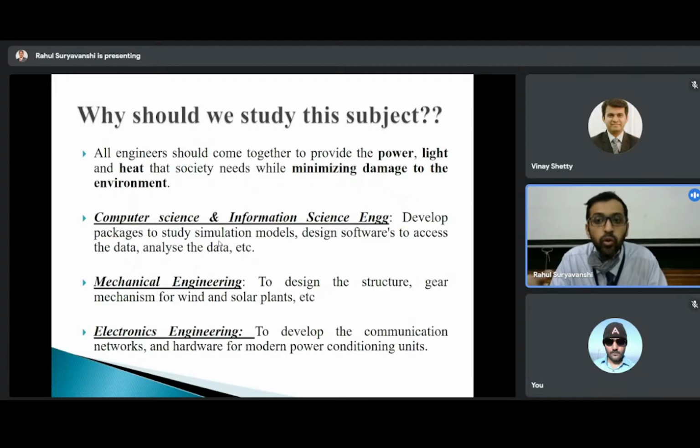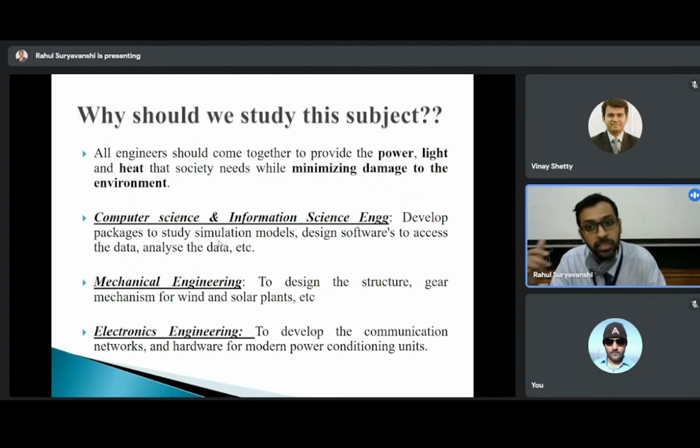You cannot manually go and inspect each and every panel. There will be lakhs of solar panels, thousands of inverters, so it becomes a huge amount of data. So a computer science engineer is required to understand this data, understand the patterns, and predict the faults. All such things are there. Data analysis plays a very vital role.